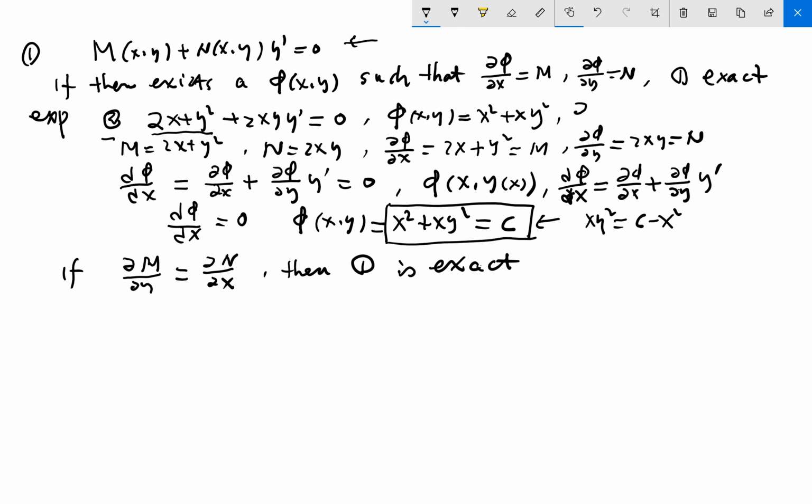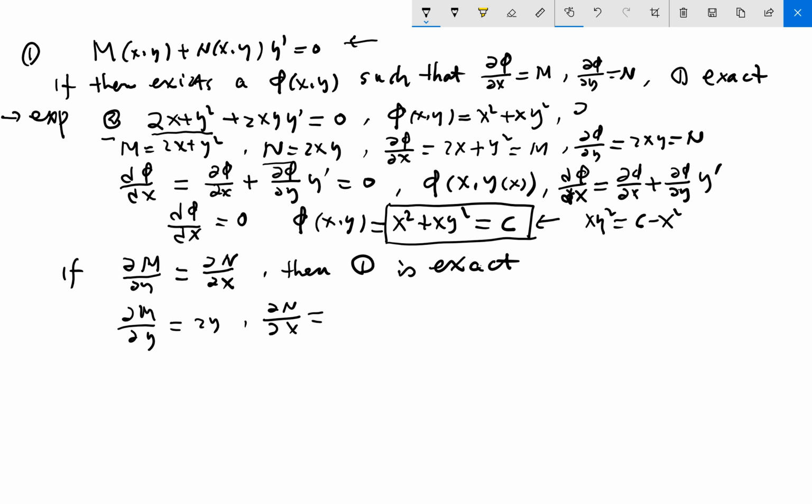Now let's use this example. Let's check. Okay. So for equation 2, M equals 2x plus y squared, right? So therefore partial M with respect to y gives you 2y. Okay. Then partial N with respect to x.